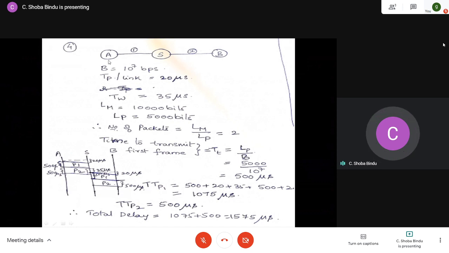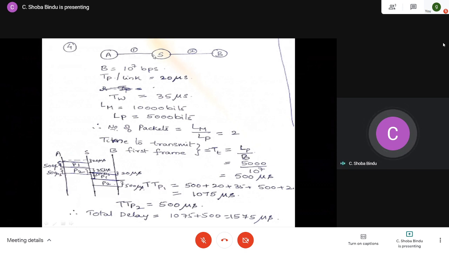Now you calculate the transmission time for the first packet to reach the destination. What does that involve? First the packet has to start from here. For that a transmission delay will be there, where the entire 5,000 bits of the first packet has to be placed onto the channel, onto this link.